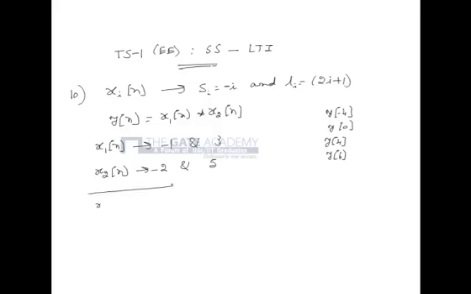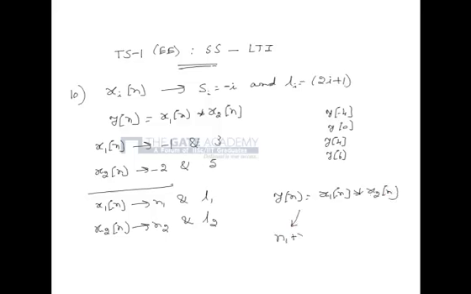We know that if we are given two signals, x1 of n which starts from n1 and is of length l1, and another signal x2 of n which starts from n2 and is of length l2, and y of n is equal to x1 of n convolved with x2 of n, then y of n has a starting point of n1 plus n2 and is of length l1 plus l2 minus 1.